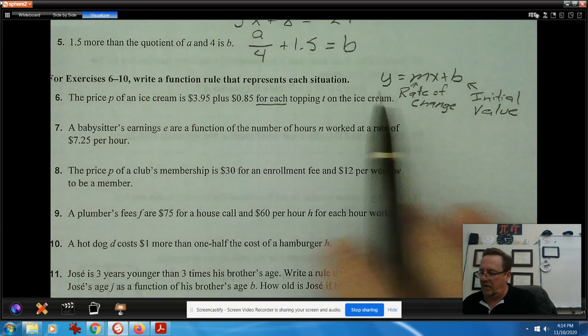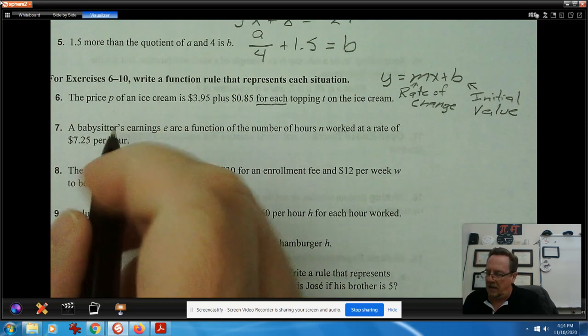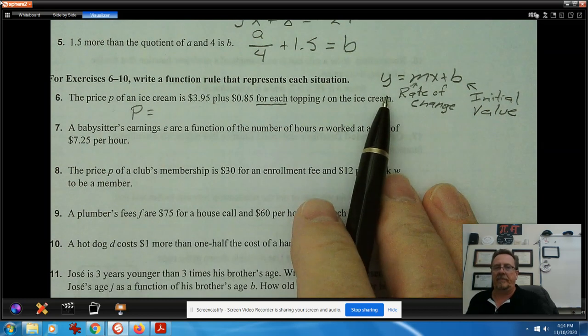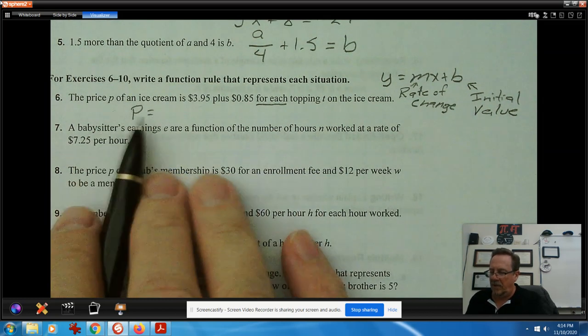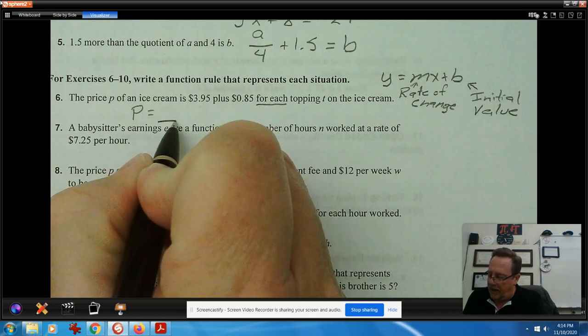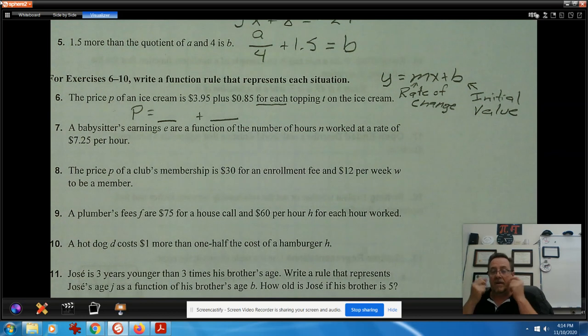Let's build this using their variables. It says the price P. So P is what I'm going to write down instead of Y. Price is equal to, I'm going to write blank plus blank. There are two blanks here because I have to find my M and I have to find my B.